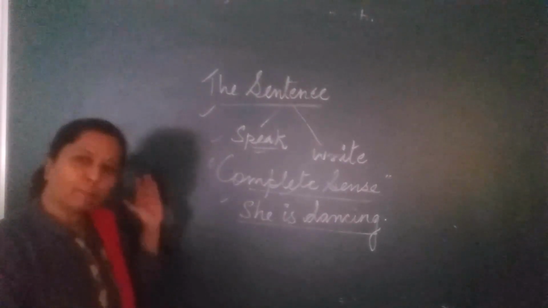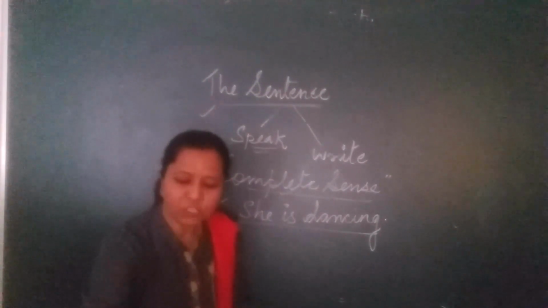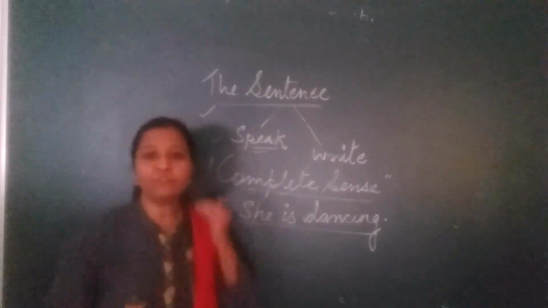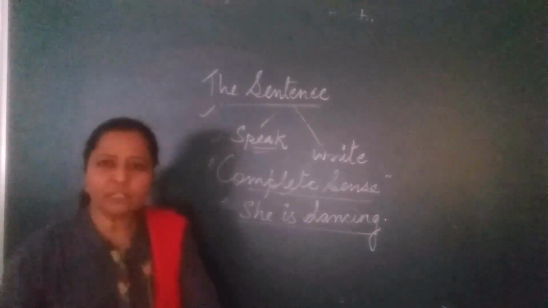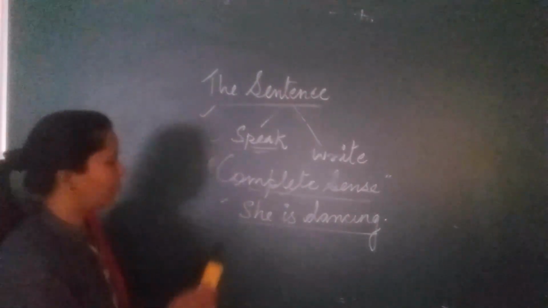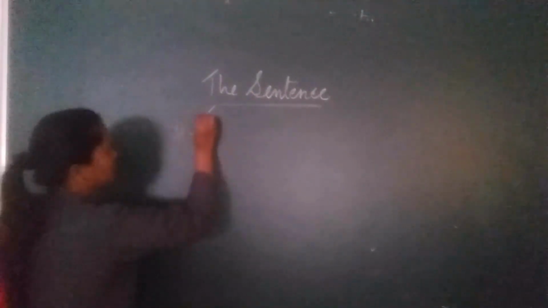Now, in my next part, I am going to tell you which are the different kinds of sentences. There are different kinds of sentences. So, which are the different kinds of sentences we are going to learn now. Now, the first kind of sentence is an assertive sentence.